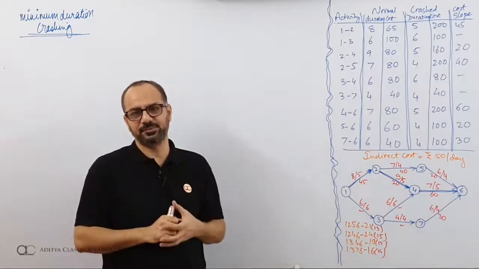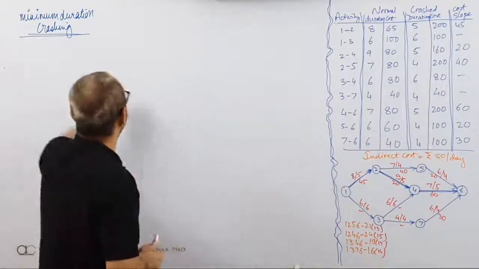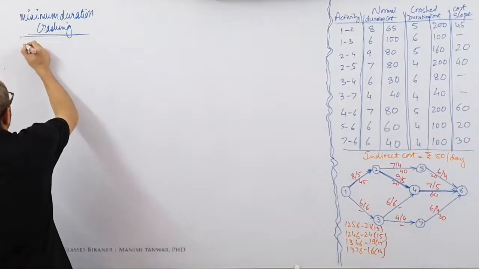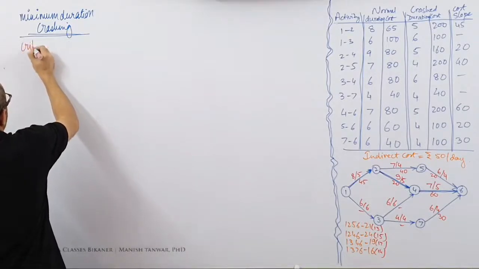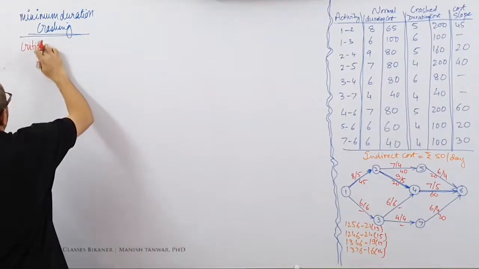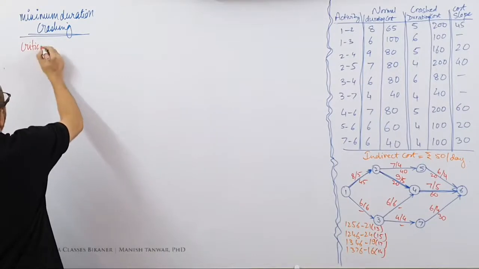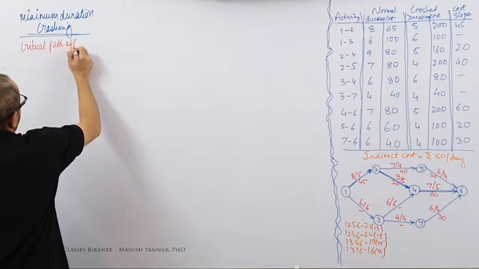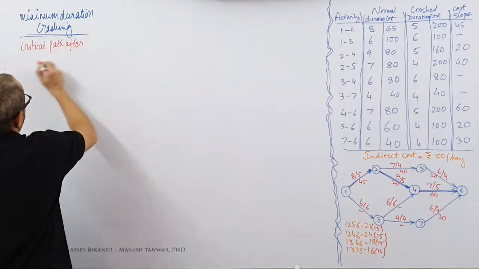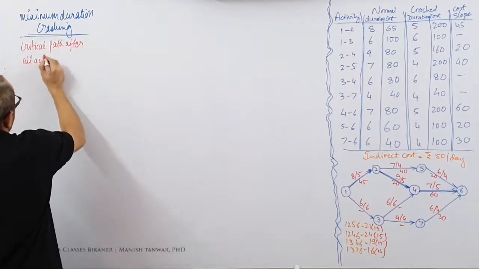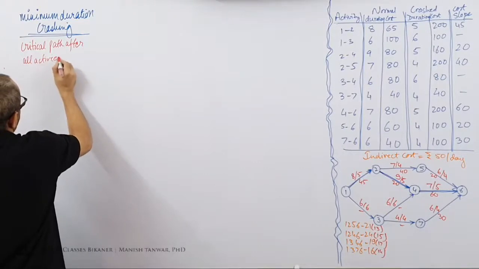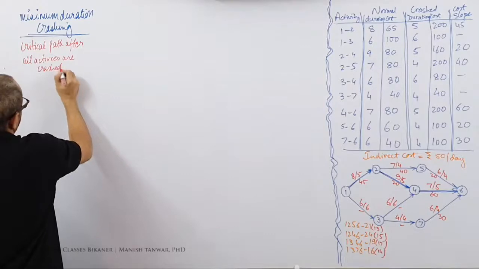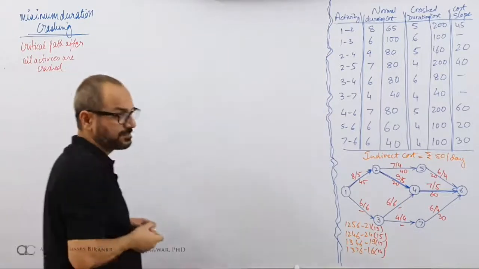This is the benchmark. What is the benchmark in minimum duration crashing? The critical path after all activities are crashed. That is the idea. That is the benchmark.